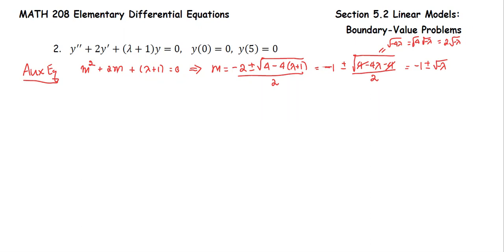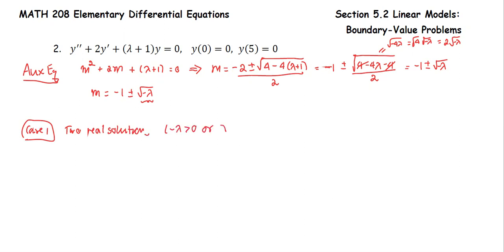All right. So this is a more complicated case. Since m equals negative 1 plus or minus the square root of negative lambda, negative lambda is the one that determines which case you're going to get for the solution. Case 1, case 2, or case 3. So case 1: two real roots, two real solutions. We have to see negative lambda as a positive number, or lambda less than 0, right?